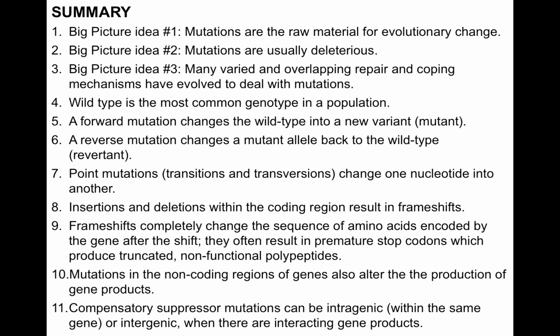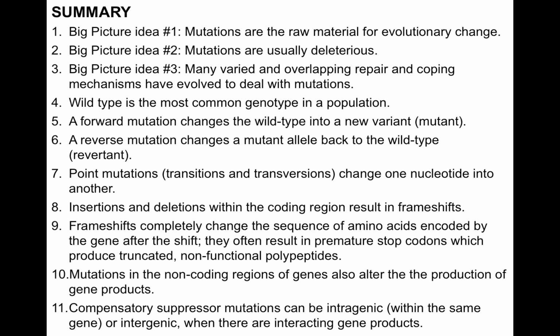So in summary, we have three big picture ideas: that mutations are the raw materials for evolutionary change, although they are usually deleterious, and that there are many varied and overlapping repair and coping mechanisms that evolved to deal with mutations. We just saw one of those, the intra and intergenic suppressors. Wild type is the most common genotype in a population. The forward mutation indicates that you've got a mutant, and a reverse, or revertant, means that you've gone back to the wild type.